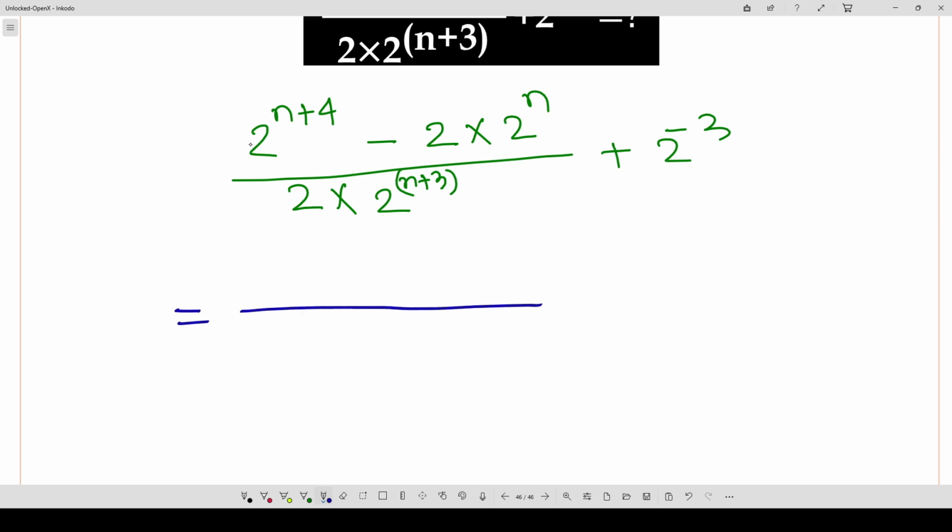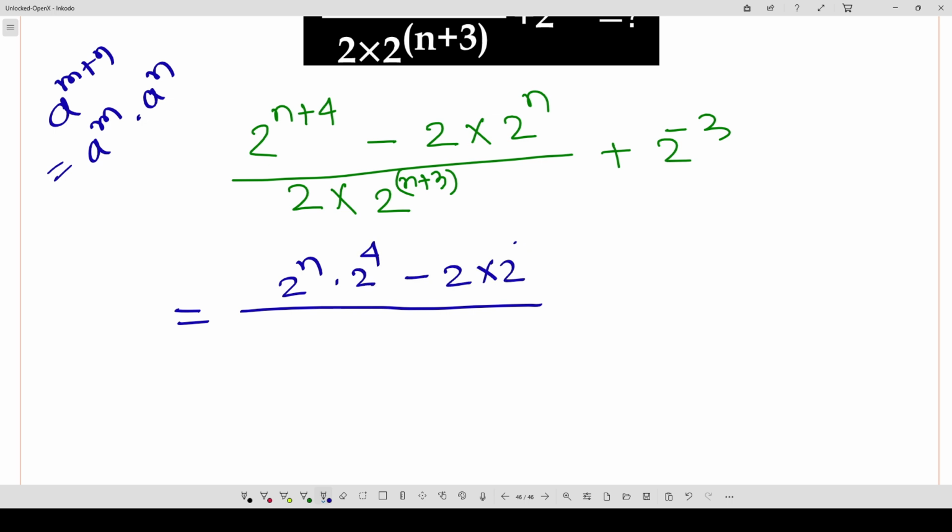How? This 2 to the power n plus 4, we can write like a to the power m plus n, which is a to the power m times a to the power n. Similarly here also, we can write 2 to the power n times 2 to the power 4. Here the minus 2 times 2 to the power n will be unchanged, and here 2 to the power is nothing. It means it's a 1. We can write like 2 to the power n plus 3 plus 1.